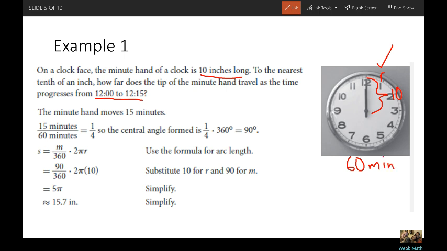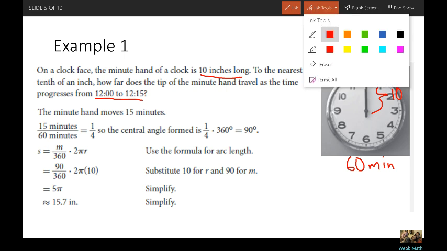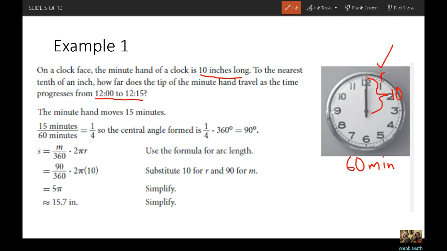But we're only talking about 15 minutes. Okay, we're talking from, let me try a different color here. Green shirt, why not? They're only talking about 15 minutes, okay? But we do know that this thing goes all the way around for 60 minutes.